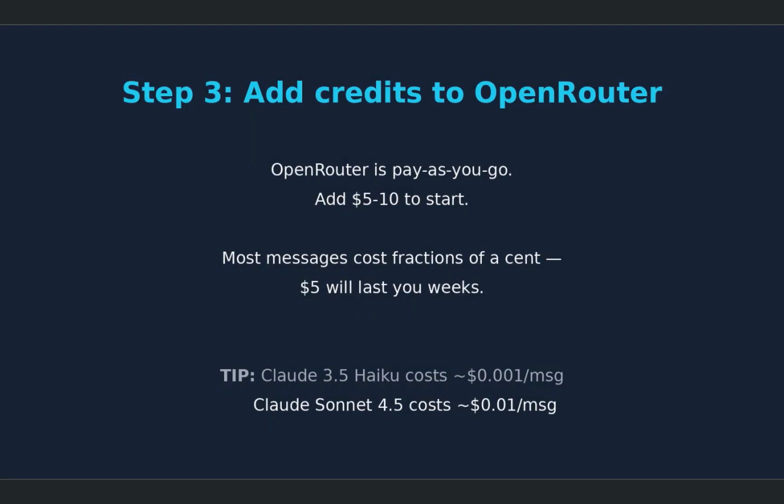Step 3, add credits to OpenRouter. OpenRouter is pay-as-you-go. Add $5 to $10 to start. Most messages cost fractions of a cent, so $5 will last you weeks. Claude 3.5 Haiku costs about 1/10 of a cent per message. Claude Sonnet 4.5 is smarter, but costs more, about 1 cent per message.